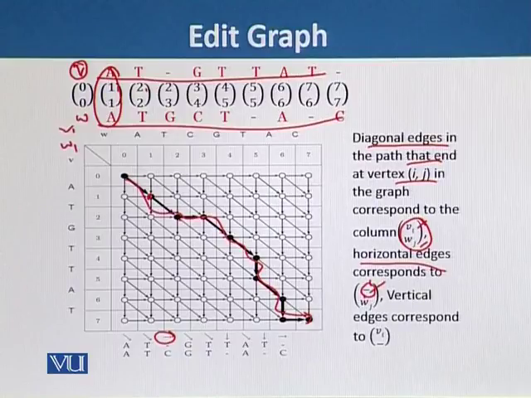Whenever we use the vertical arrow, it means that there is a missing alphabet in the W string, and we will represent it as Vi, and we will write a dash. That means that the W string has the missing alphabet.